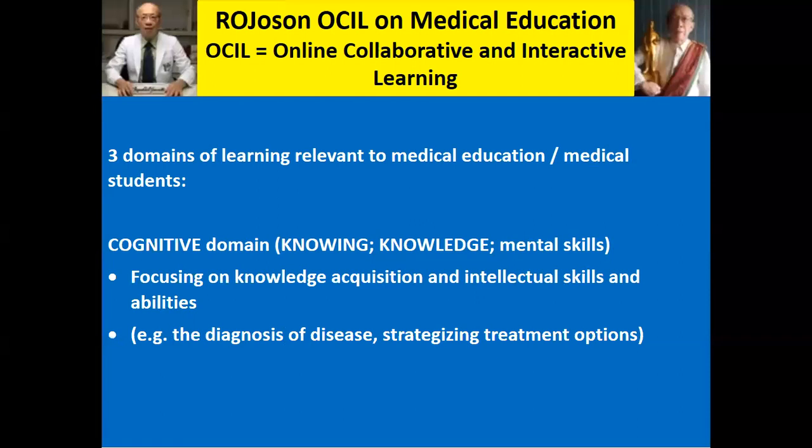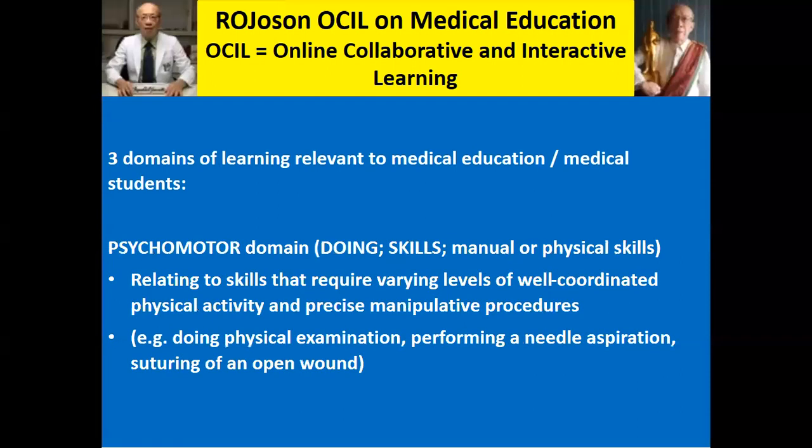Cognitive domain, this focuses on knowledge acquisition and intellectual skills and abilities. So examples will be the diagnosis of the disease and strategizing treatment options. These are all examples of the cognitive domain. Psychomotor domain, this relates to the skills that require varying levels of well-coordinated physical activity and precise manipulative procedures. The examples are doing a physical examination, performing a needle aspiration, suturing of an open wound.